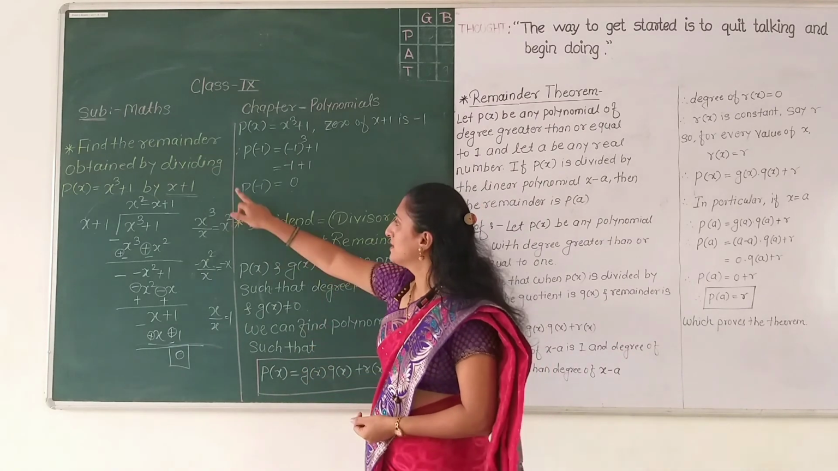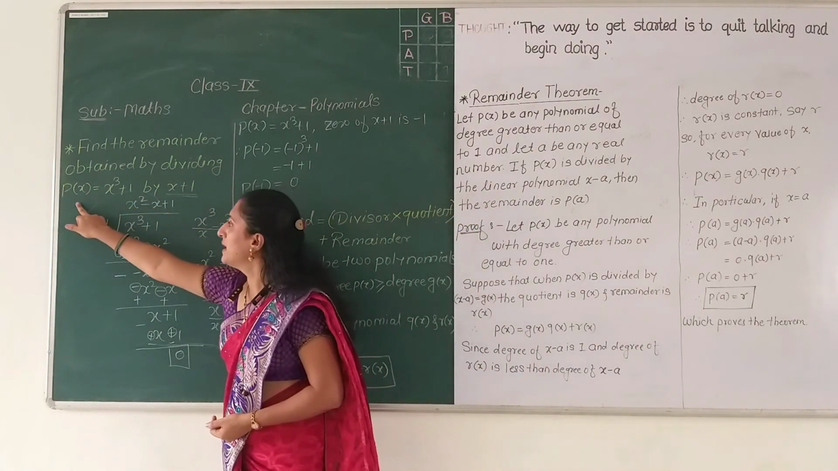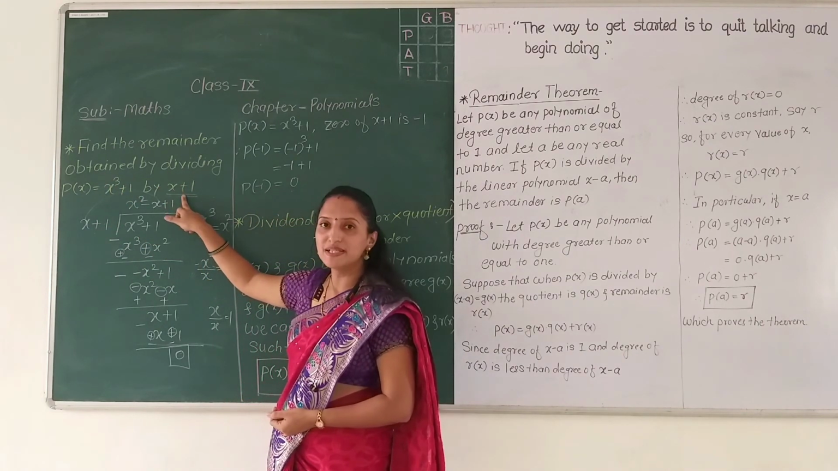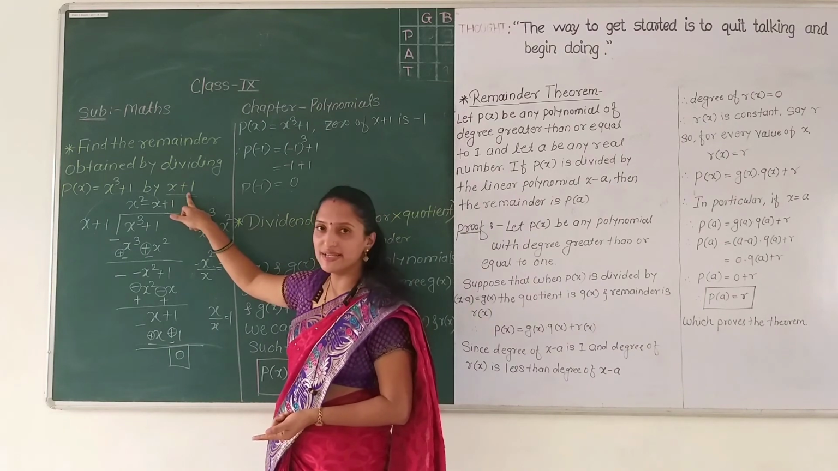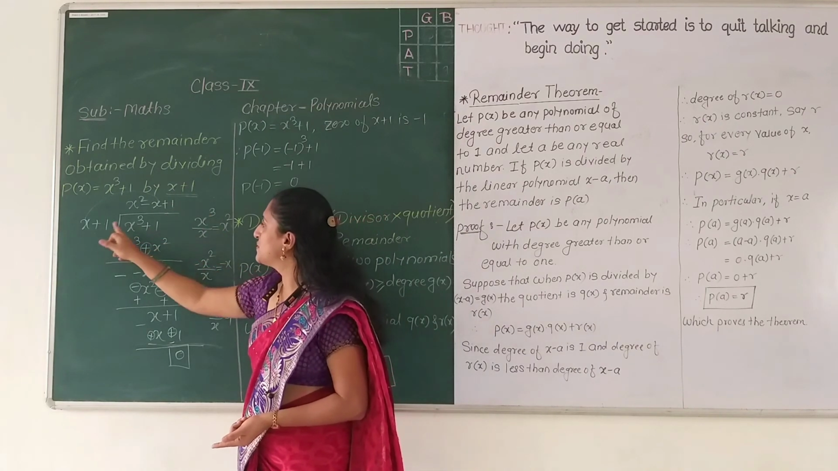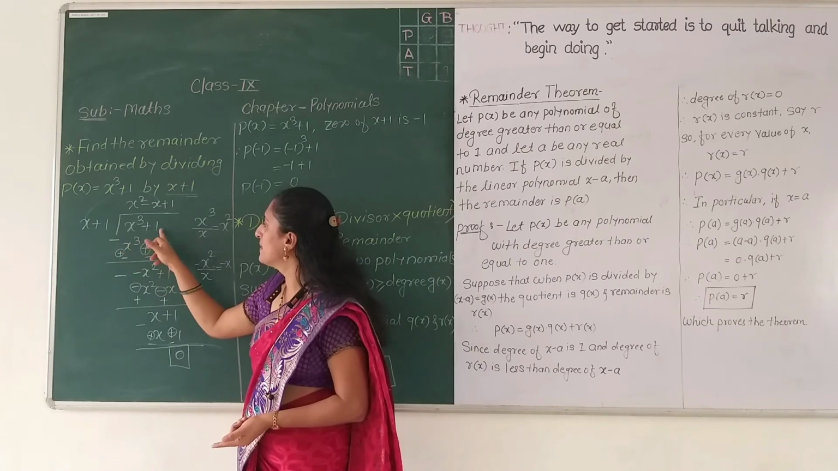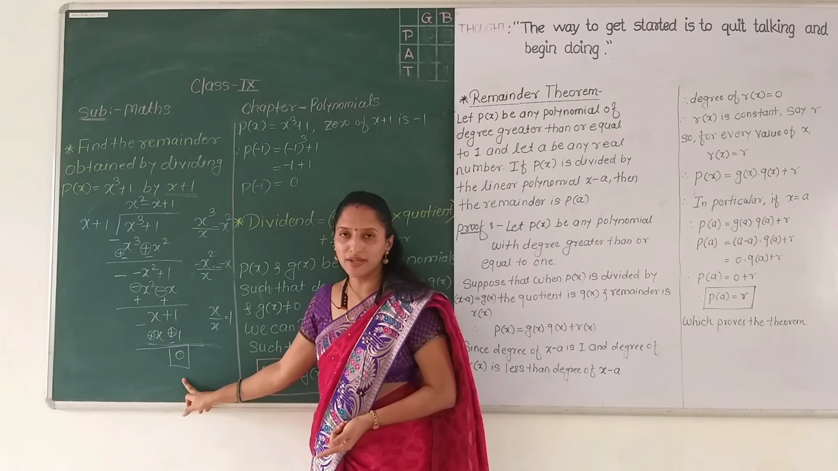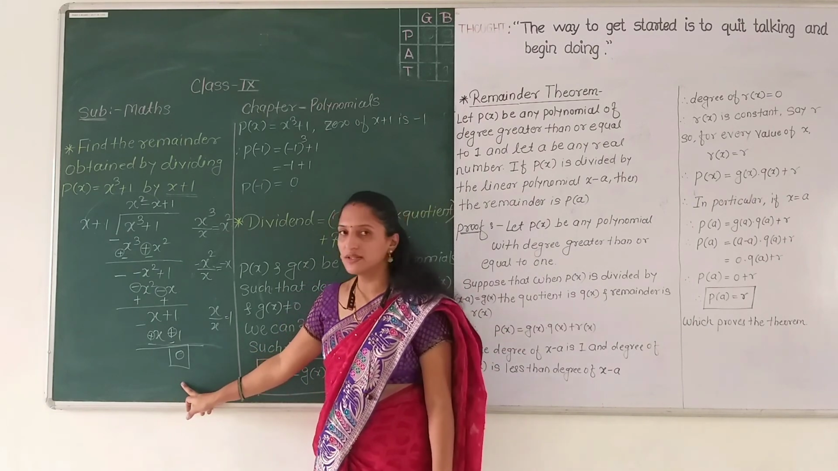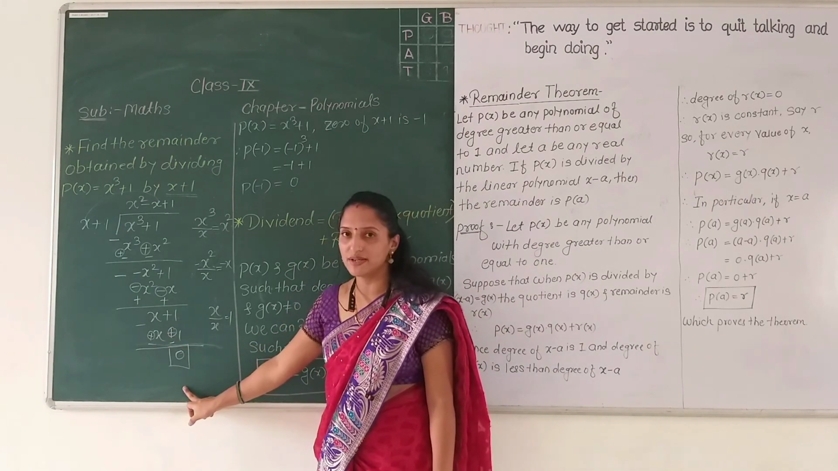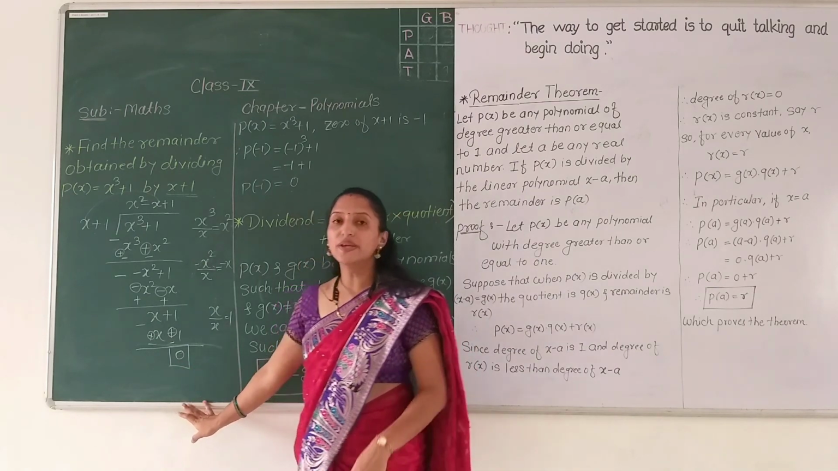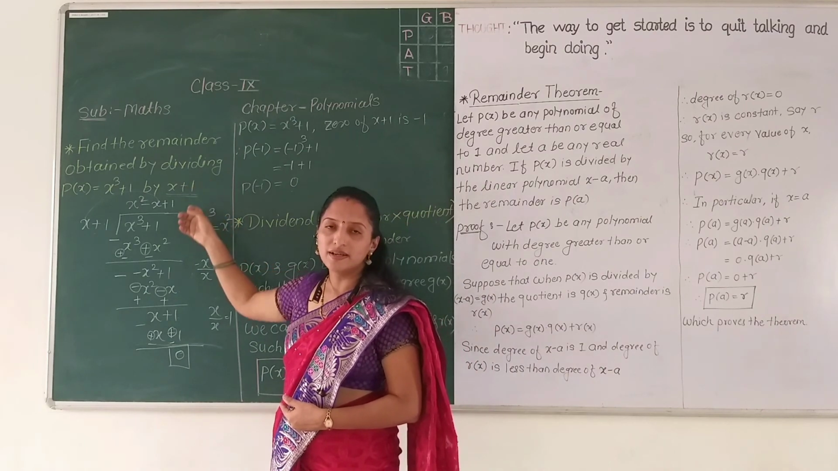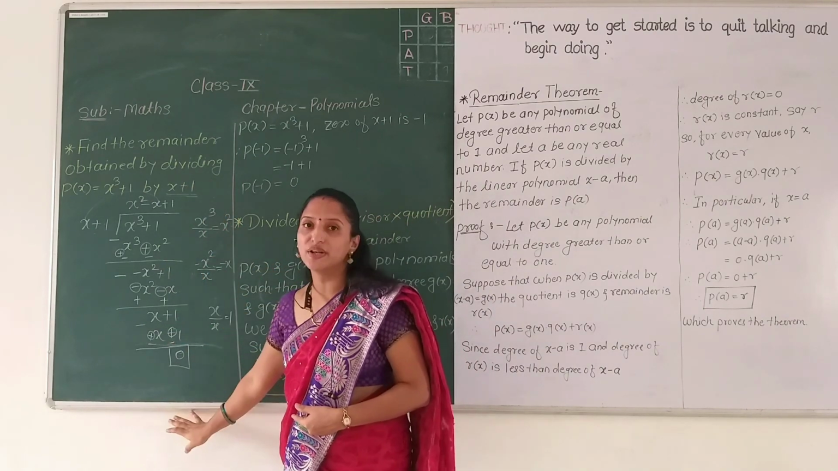Now look here. The polynomial p(x) is equal to x cube plus 1, and x plus 1 is the linear polynomial. It is the divisor. So by actual division of x cube plus 1 by x plus 1, we get 0 as the remainder. This is an example of the remainder theorem. But using the remainder theorem, we can easily find the remainder of this polynomial without actual division.